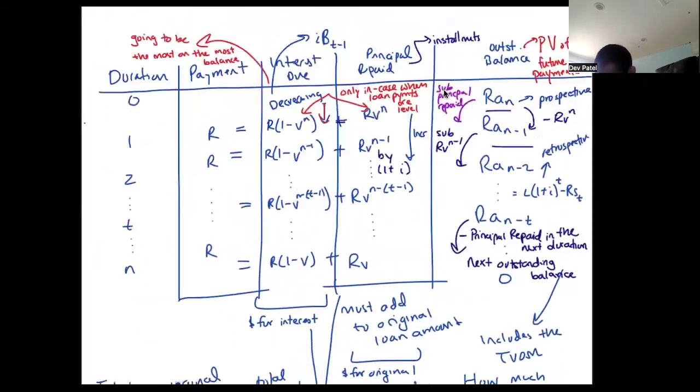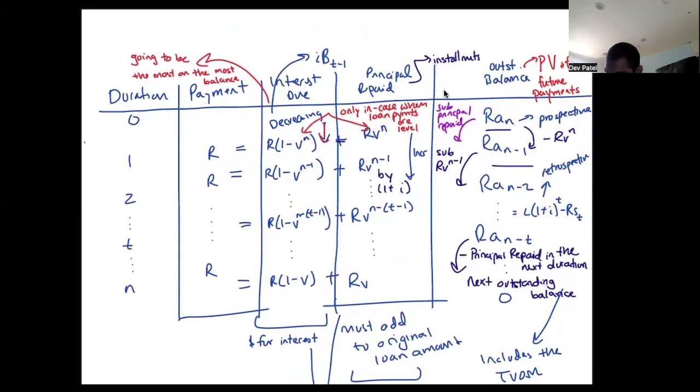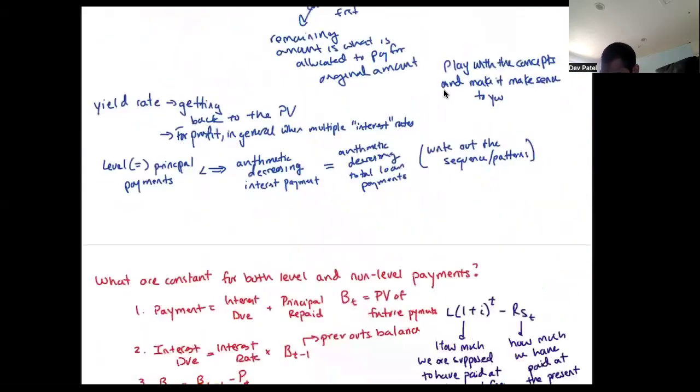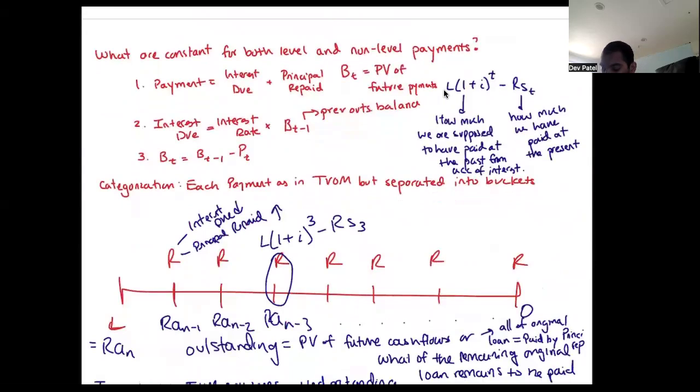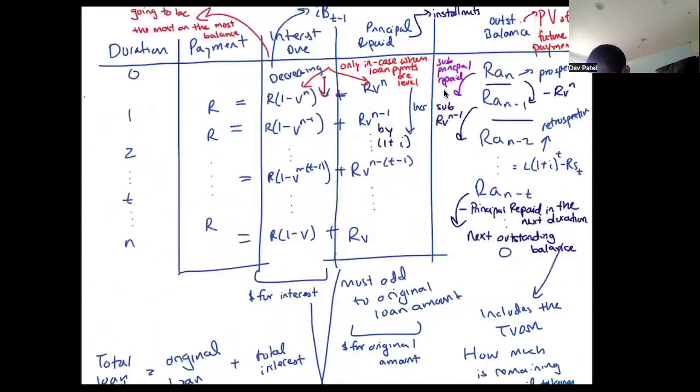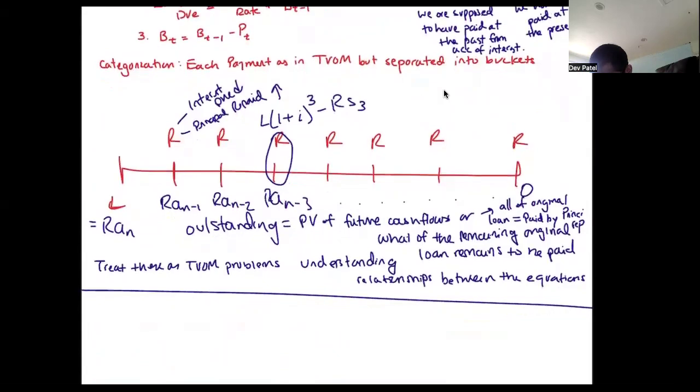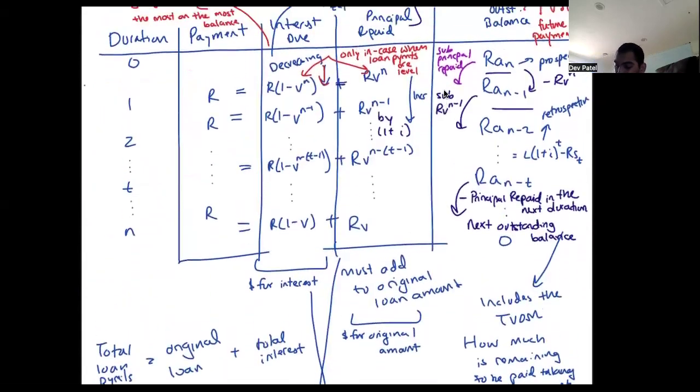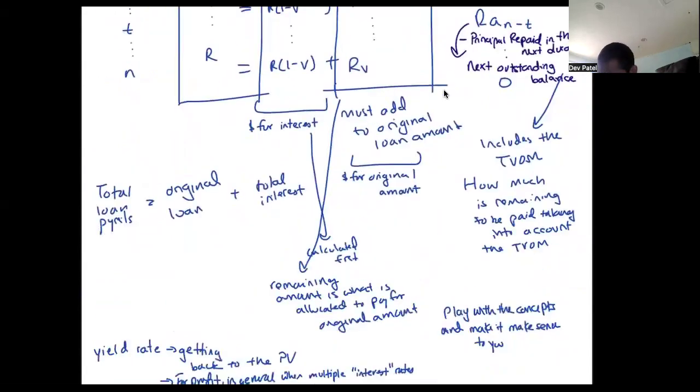And then you really want to visualize each problem. You want to visualize this chart. This chart is actually very helpful. And you always want to go back to the time value of money. You always want to understand these fundamental core principles that I listed out here. Payment equals interest due plus principal repaid. Interest due equals interest rate times previous outstanding balance. Outstanding balance at time t equals previous outstanding balance minus the principal amount that was repaid. And know these formulas as well, especially in the case where you do have level payments. You can use these formulas to your advantage.